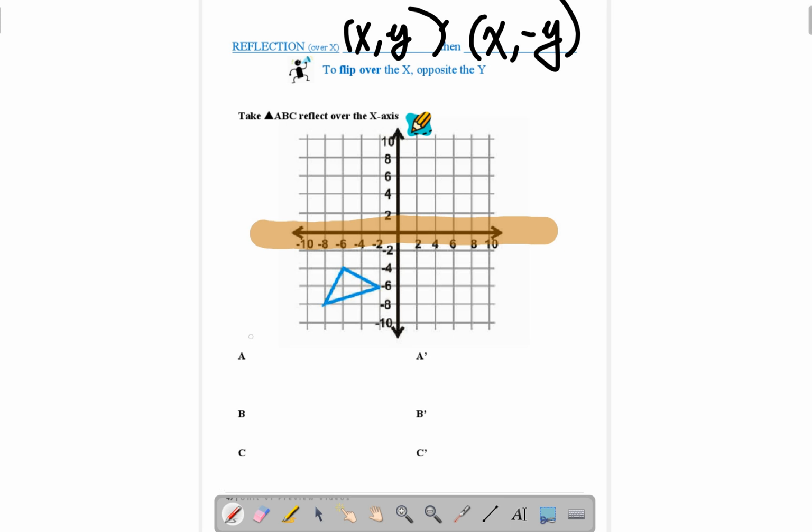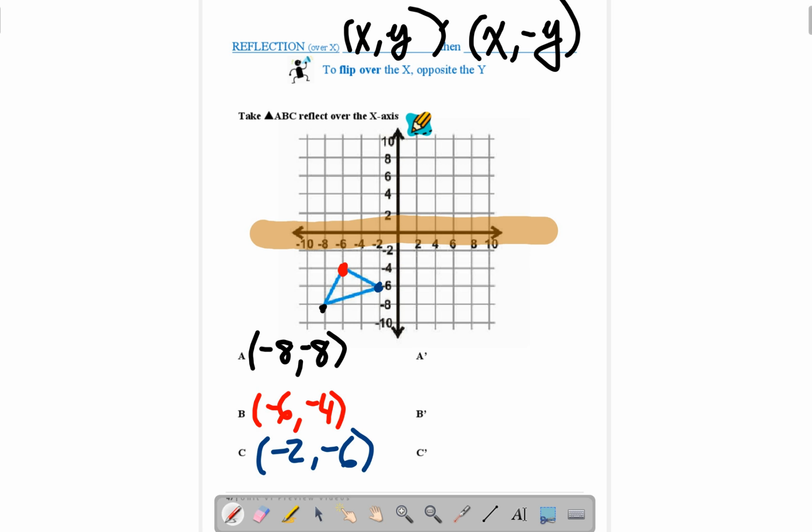Let's get these coordinates here. I'm going to call that A. So A is going to be at -8, -8. B, -6 and -4. C.